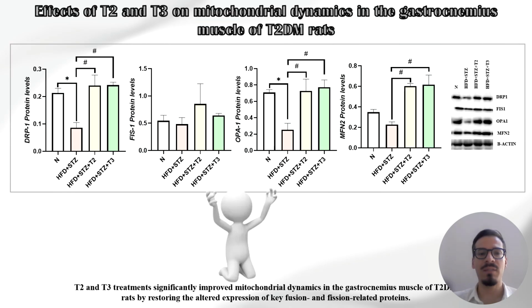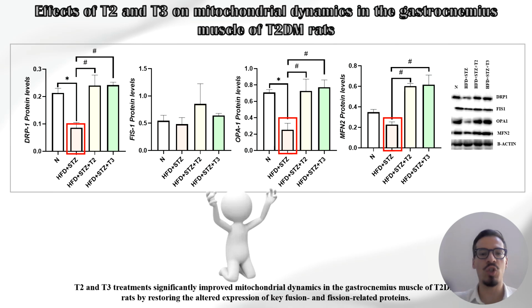We next investigated the effects of T2 and T3 on mitochondrial dynamics. Diabetic rats exhibited a significant reduction in the protein levels of DRP1, a key regulator of mitochondrial fission, and OPA1 and MFN2, two key mediators of mitochondrial fusion, compared with control animals, indicating an impairment of mitochondrial dynamics and a reduced ability to maintain a healthy and functional mitochondrial network and to adapt to metabolic stress.